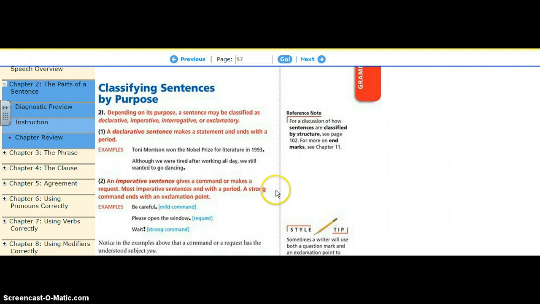An imperative sentence gives a command or makes a request. Most imperative sentences end with a period. A strong command ends with an exclamation point. And you have your examples there. We have the mild command, the request, and they both end in periods, but the strong command ends in an exclamation point.